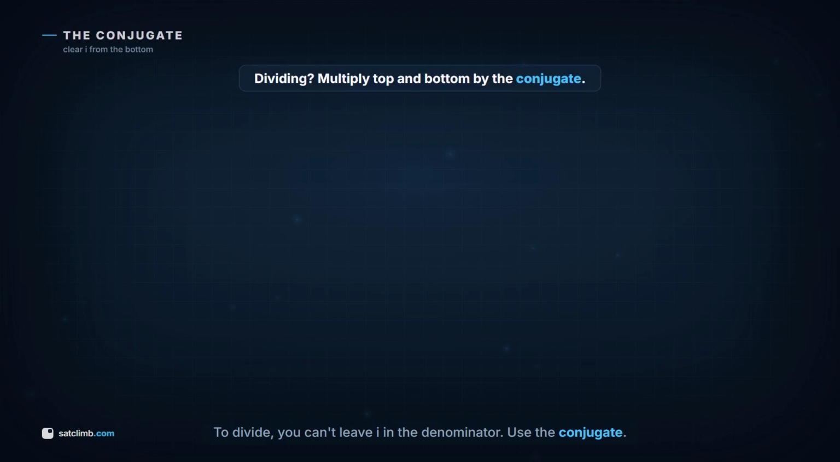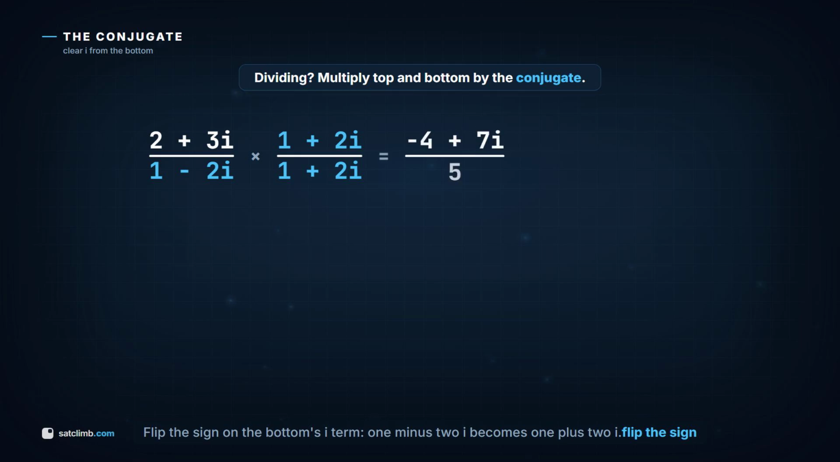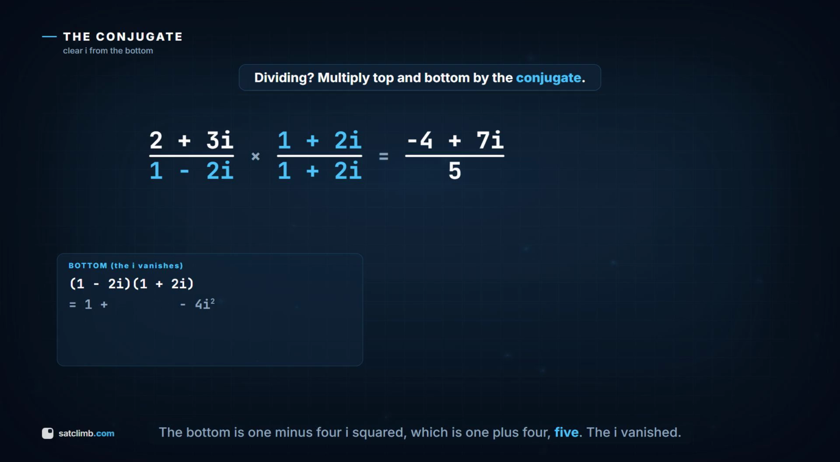What if you're dividing? You can't leave i in the denominator. The trick is the conjugate. Take the bottom, 1 minus 2i, and flip the sign on the i term to get 1 plus 2i. Multiply top and bottom by that. Watch the bottom. 1 minus 2i times 1 plus 2i is 1 minus 4i squared, which is 1 plus 4, 5. A real number. The i vanished.